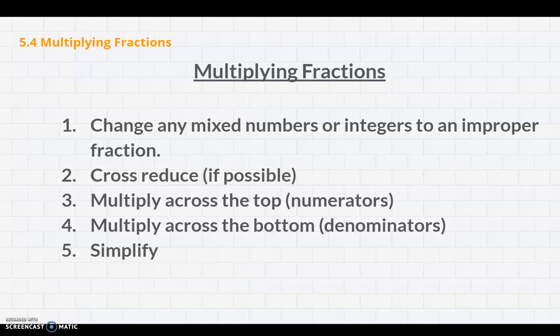Step number 3, you're just going to multiply across the top. So multiply the two numerators together. That is your numerator for your answer. And then step 4, you're going to multiply across the bottom. So you will multiply the two denominators together to get the denominator for your answer. And step number 5, of course, we always want a simplified fraction as our answer. Notice there's nothing on here about having common denominators. You do not need common denominators in order to multiply fractions.